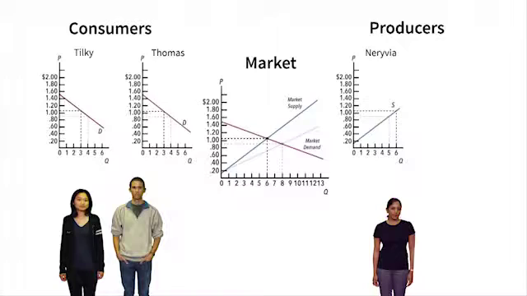And it's motivated people. Narivia has been motivated to produce more at that higher price, which is what you want to have for this efficient outcome. And Thomas and Tilke have been motivated to consume less at that higher price as they are maximizing their utility. So the market works beautifully to deal with this terrible tragedy of Nick's rose farm getting wiped out.